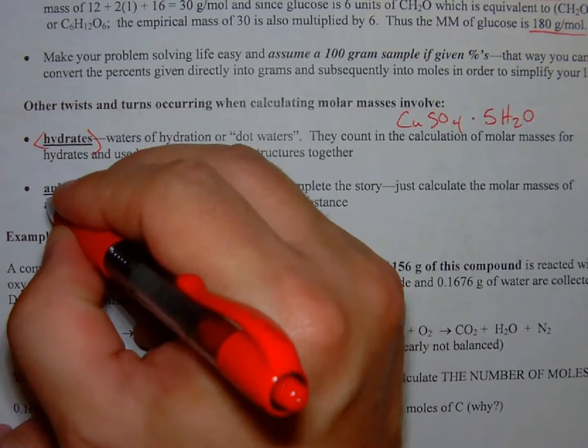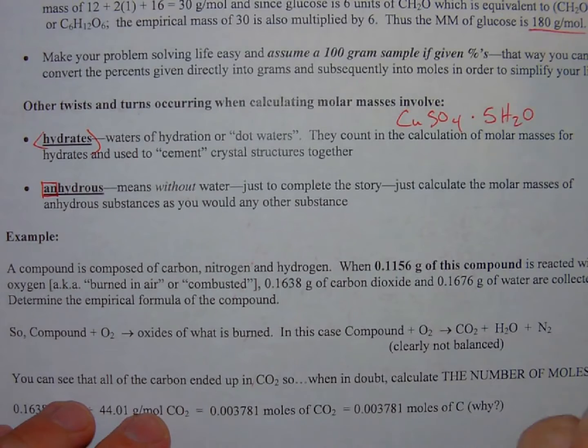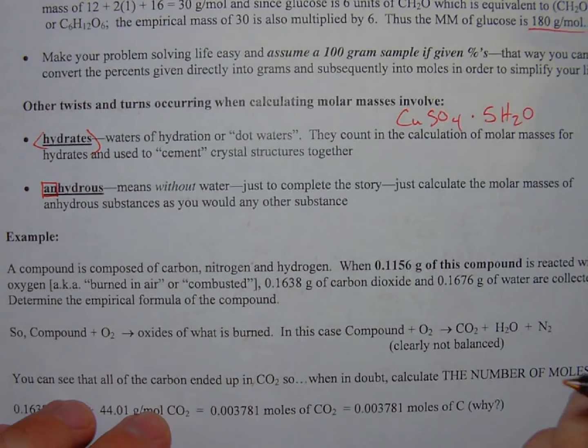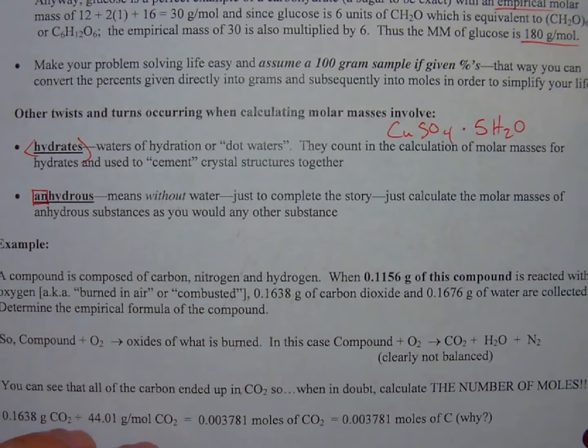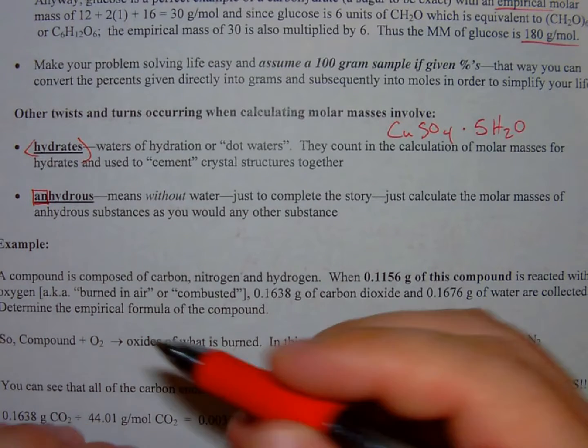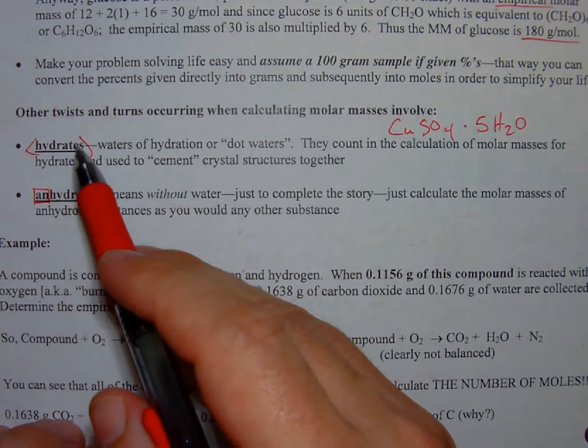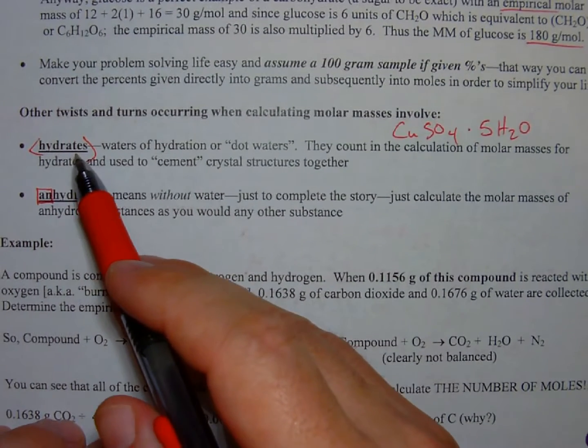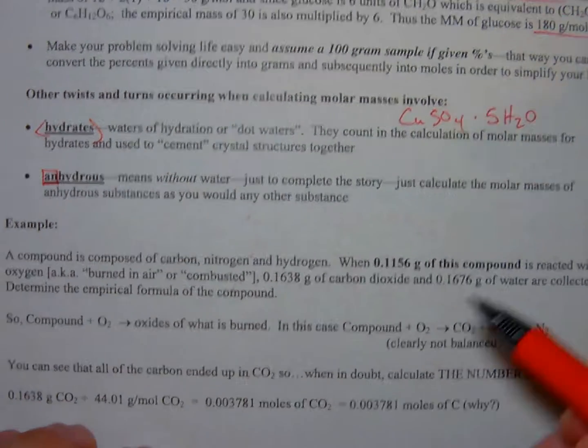But we also have the anhydrous, right? An just means no, so there's no hydrous, so it means without water. It's kind of the opposite of a hydrate. Just calculate the molar mass of the anhydrous substances as you would any other substances, right? That shouldn't throw you off at all. This would be the only thing like, what? Oh yeah, there are waters attached to it.